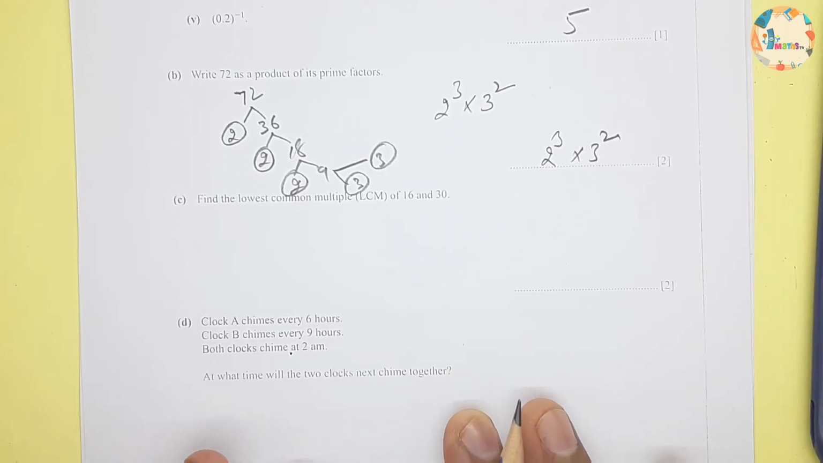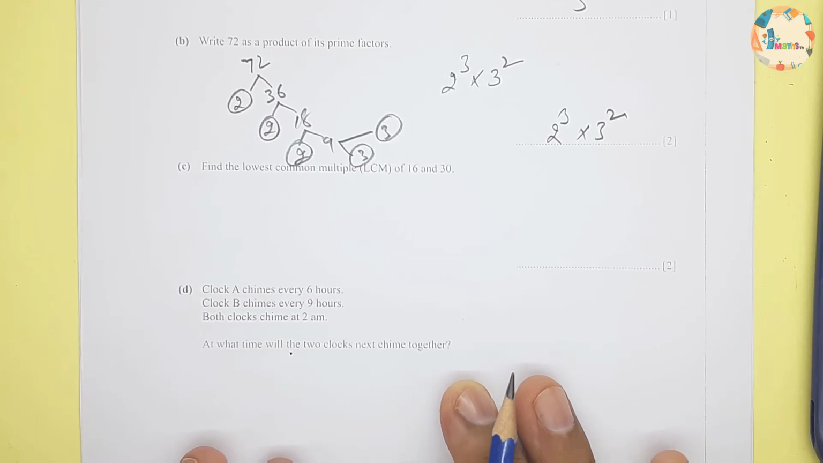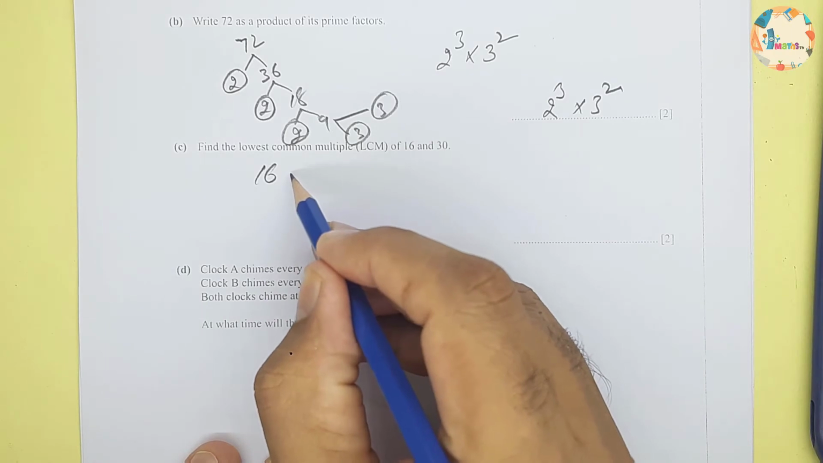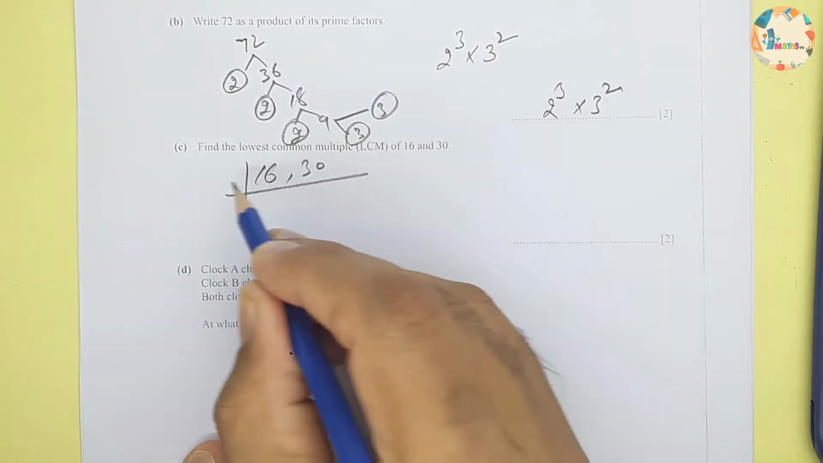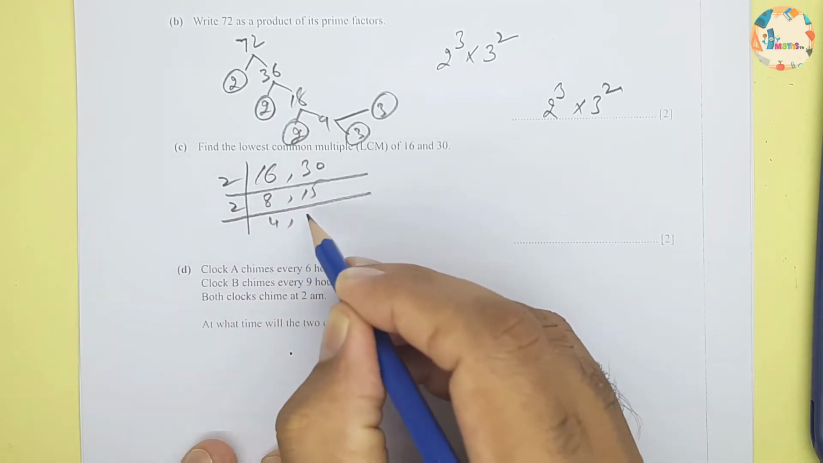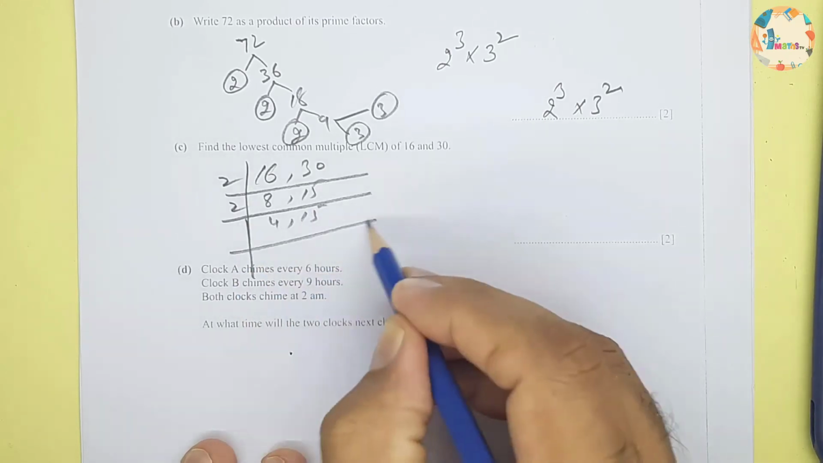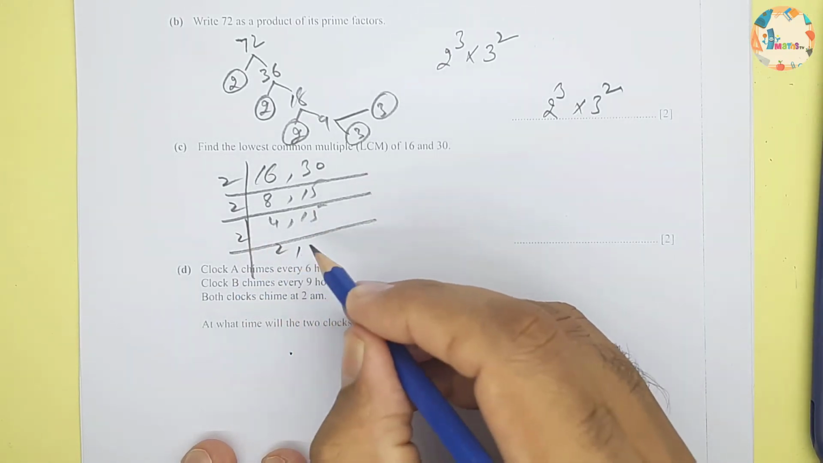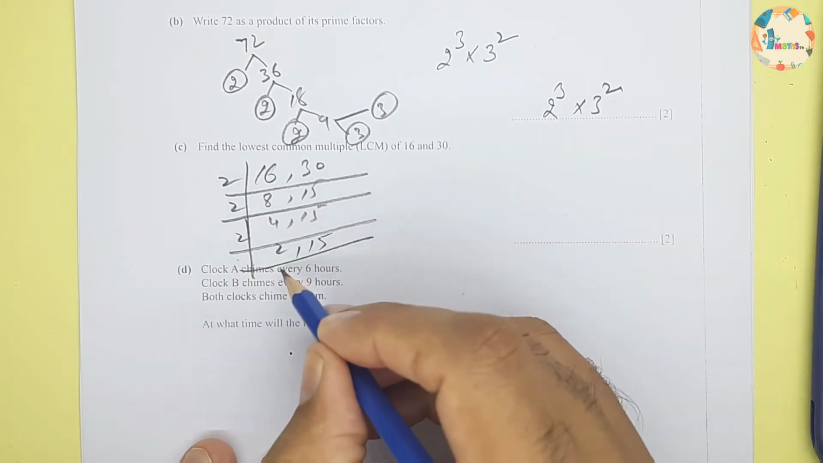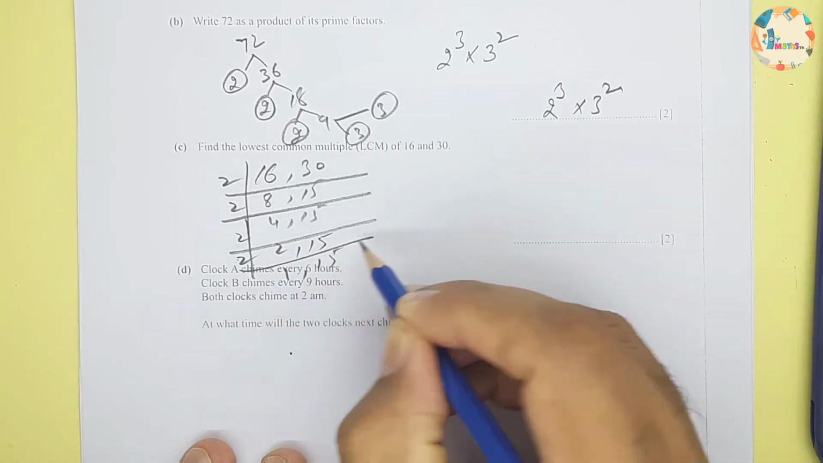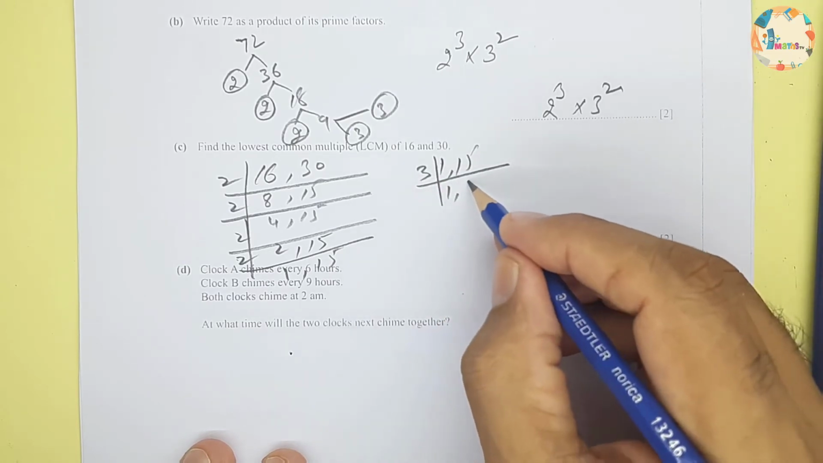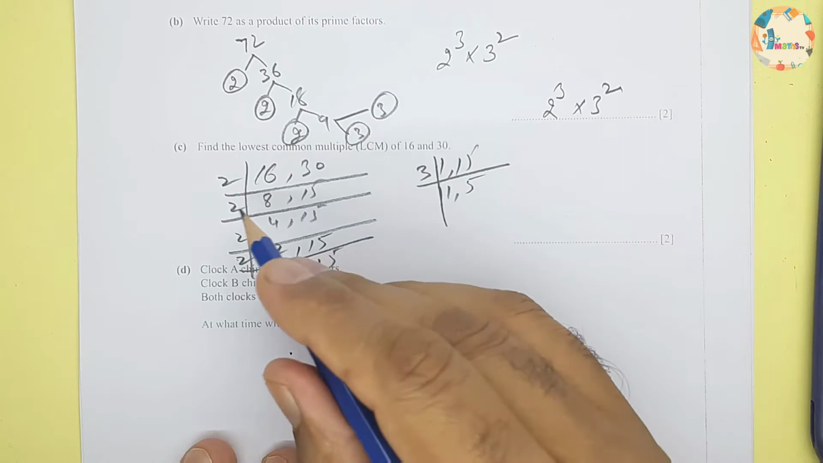Find the lowest common multiple, LCM, of 16 and 30. So for 16 and 30, we can use the division method. Dividing by 2: 8 and 15. Then 2 4s are 8, and 15 as it is. Then 2 2s are 4, and 15 again. Then we divide by 2 again, so it will be 1 and 15. So 1 and 15 can be divided again by 3, so this will be 1 and 5, and 5 5s are 15.